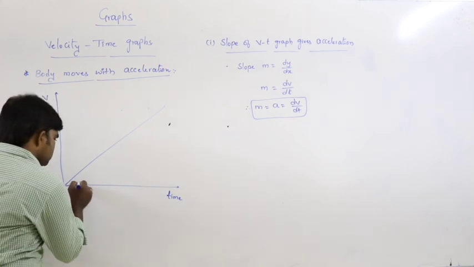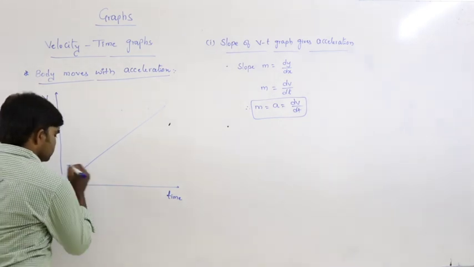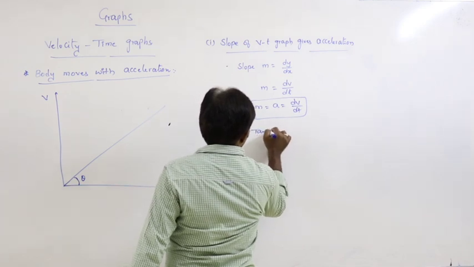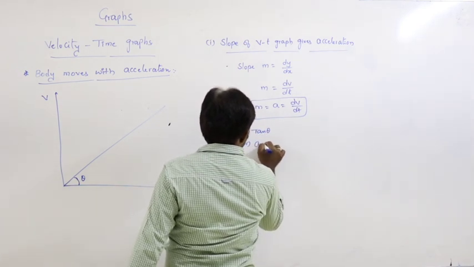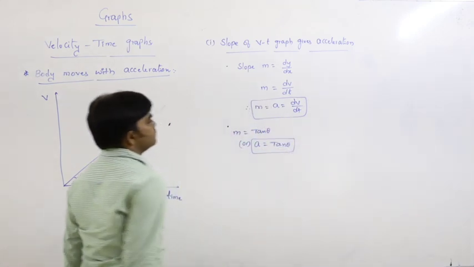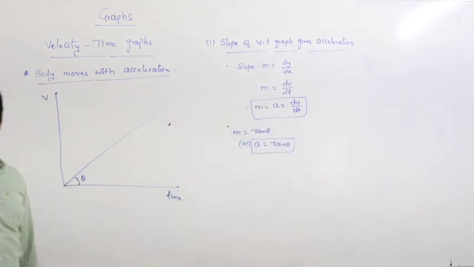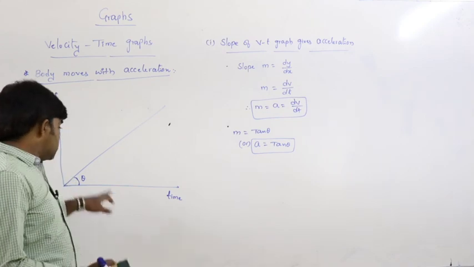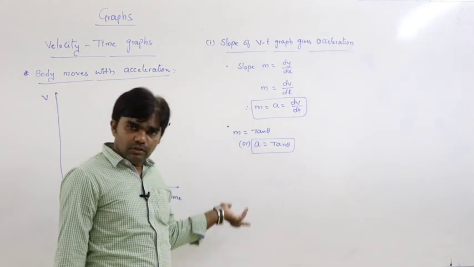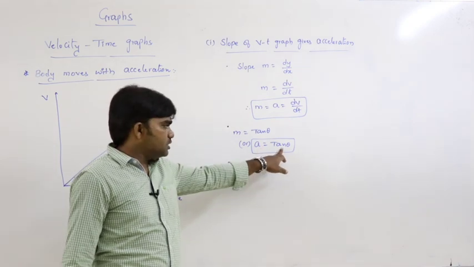Or if the angle is mentioned, M is equal to tan theta, slope, or simply we can write acceleration is equal to tan theta. If the angle is mentioned, how can you calculate slope? Tan theta. So acceleration equals tan theta.